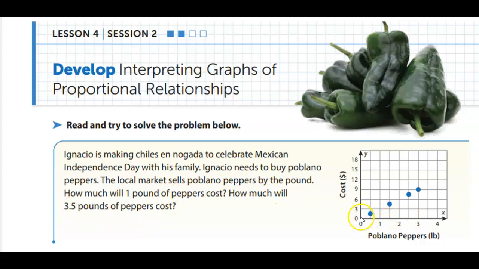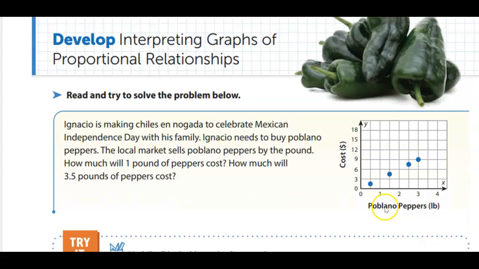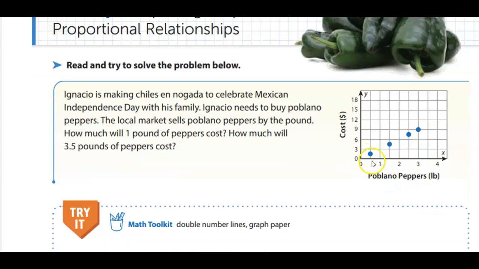So we take a look at this graph. We have cost on our y-axis, up and down. We have pounds on our x-axis, left to right. And when we go to 1 pound and we go up, we don't see a dot, right? So we need to use our unit rate here in order to find that out. So we need to figure out, okay, well, this one's half a pound. I can't really tell how much. This one's, I know, 1.5. Again, can't really tell how much. But this one right here at 3 pounds is exactly $9.